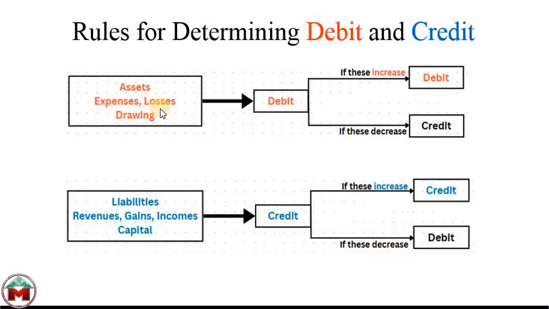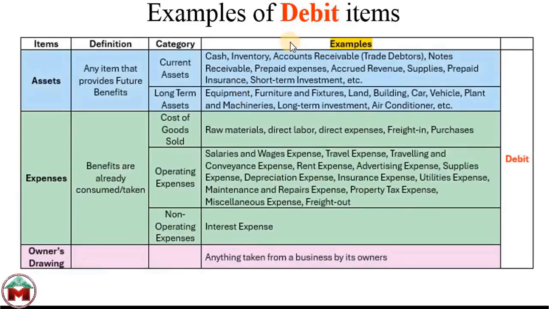Normally assets, expense, losses, drawing, these are debit items. Increase, debit. Liabilities, revenues, gains, incomes, capital, these are the credit items. If there is an increase, credit, otherwise decrease, debit. So I'm going to show you some examples of debit items. As you can see already, you are aware that assets, expense, drawings, these are debit items.